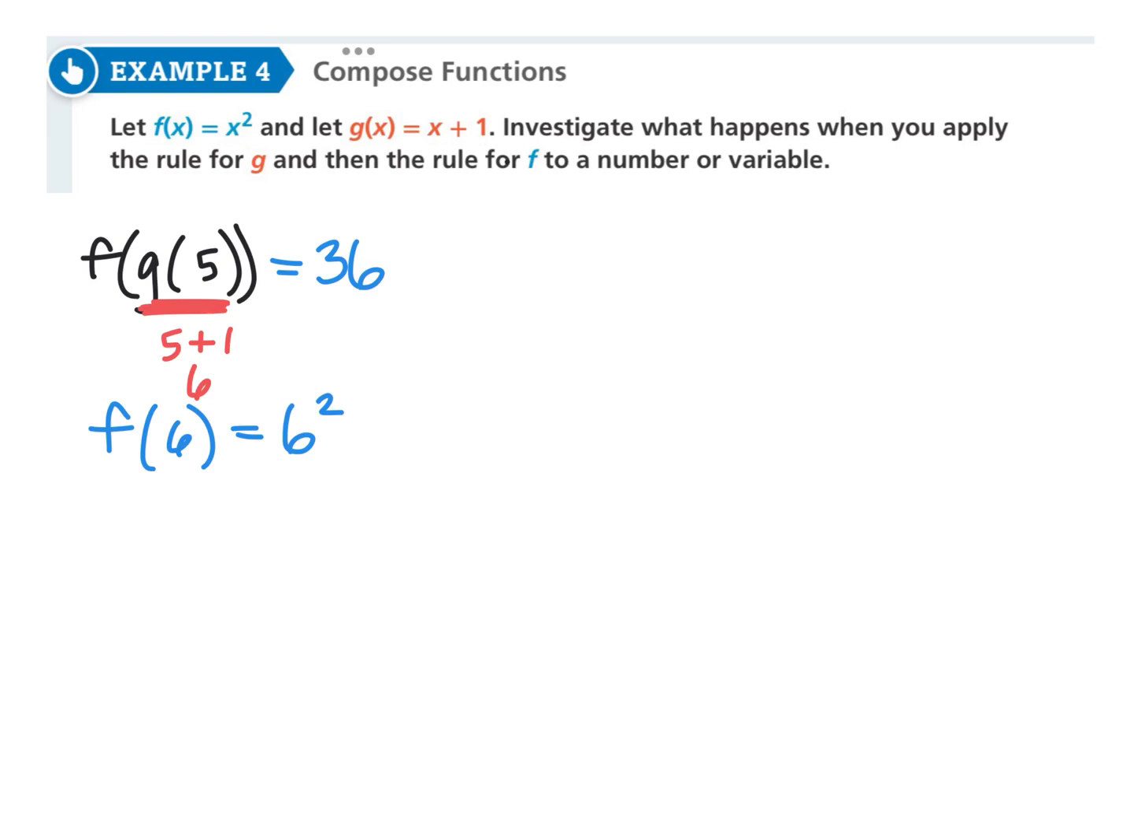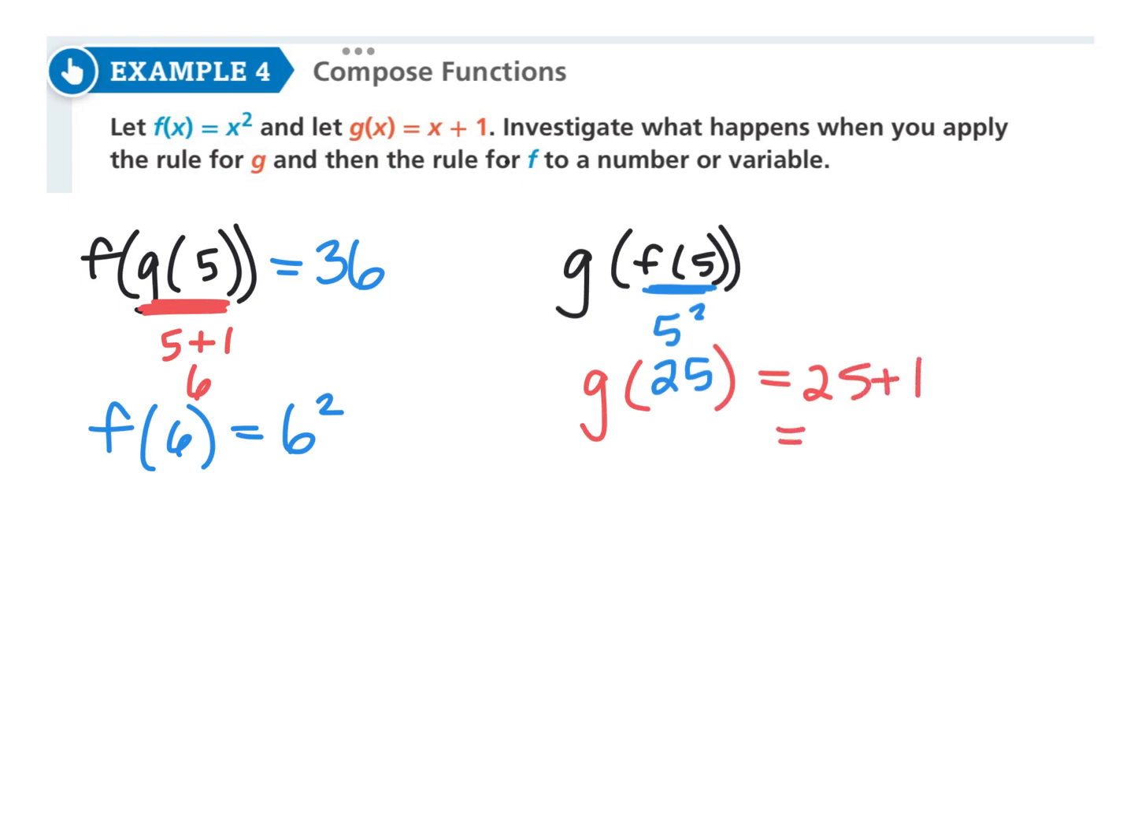All right, if we do the same thing with this other function, this time it tells me to find f of 5 first. So I would do 5 squared first, which would be 25. And now I would do g of 25, which would then be 25 plus 1 or 26. So g of f of 5 is 26.